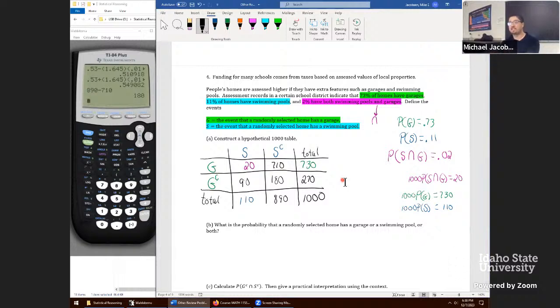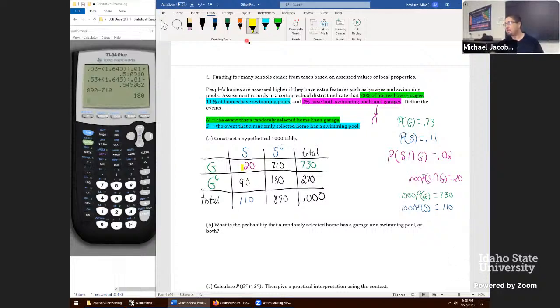There's a lot of ways to check this. You could just tally this column, and this column, and show you get the totals, 110, 890, and 1,000. Let's try a slightly different check. I don't think we've ever showed this kind of check in class, but if you like a different option, it could go like this.